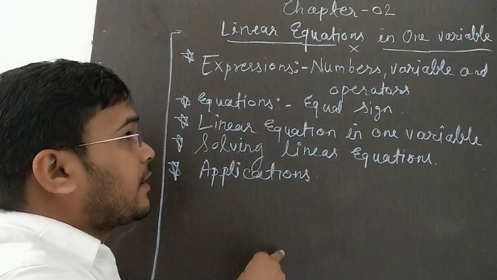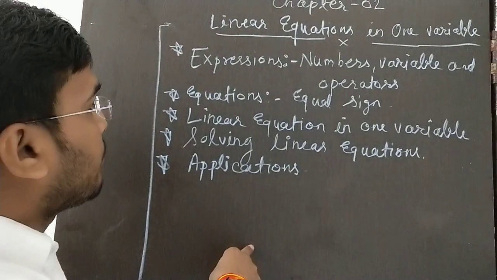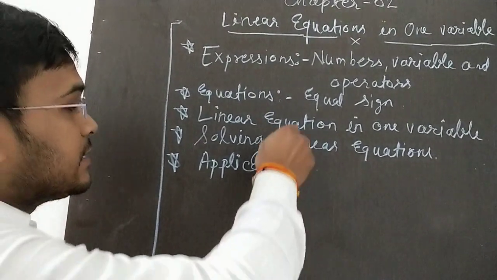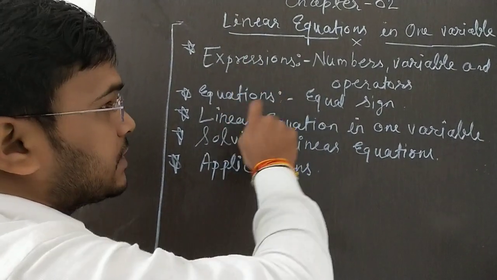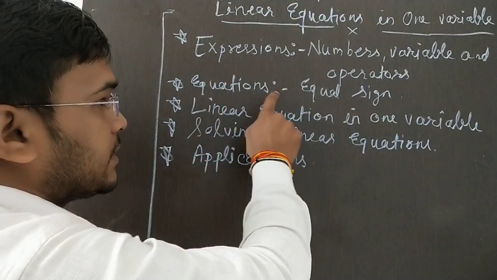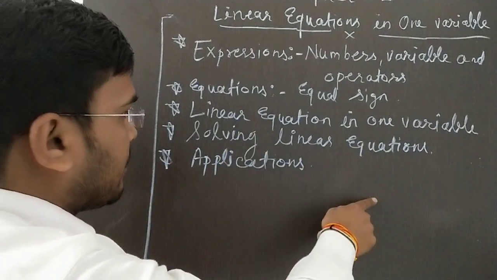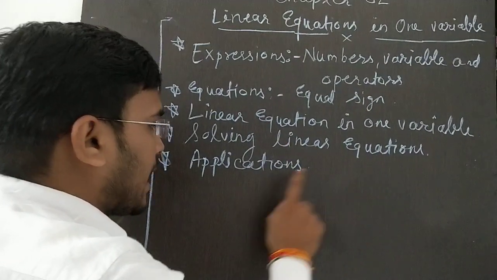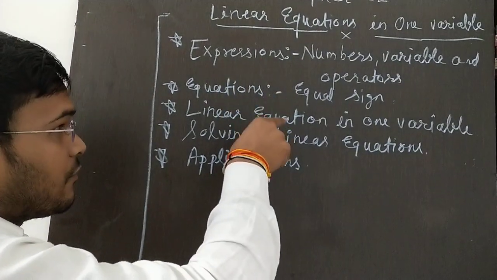Actually, we have already started, but some students had doubts, so I am going to clear their doubts by my videos. Okay. I have written some topics on the blackboard. See, expressions. Expression is numbers, variables, and operators. Equation means it will have an equal sign. Linear equation in one variable, solving linear equations, application. Okay, I am going to describe one by one.